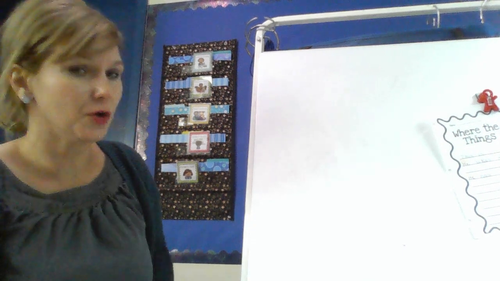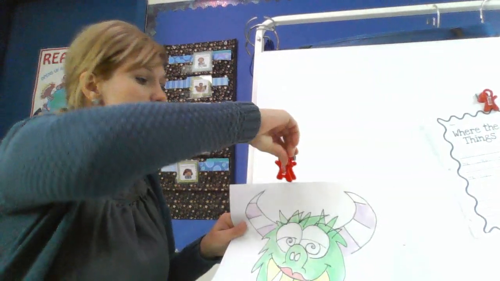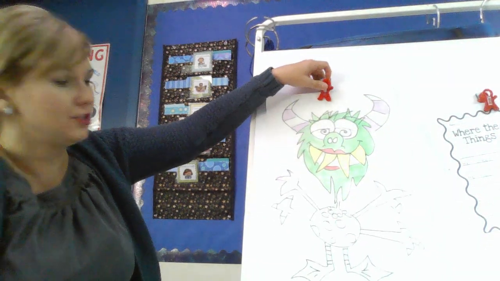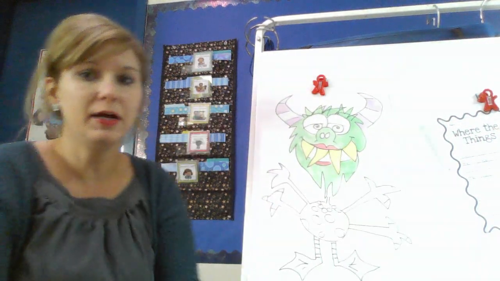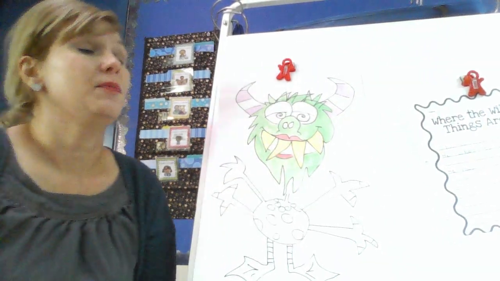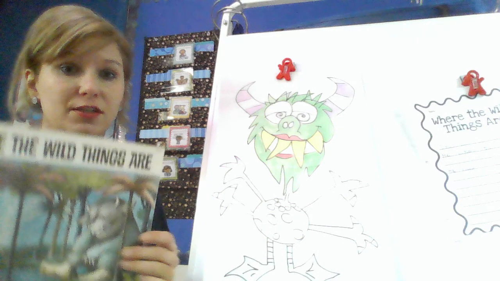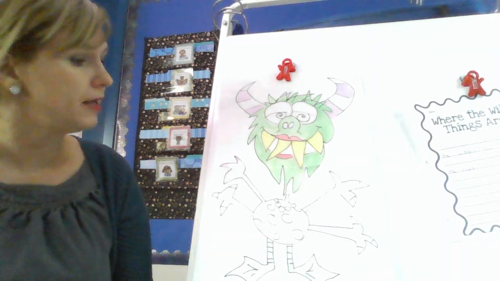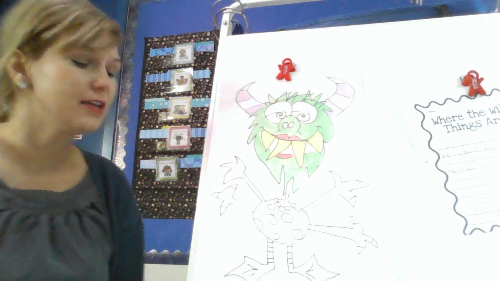I'm going to show you my wild thing. I drew this one last year, and I started to watercolor paint it, but I didn't quite finish. So here's Wilma. So when I drew Wilma, I remembered that the characters in Where the Wild Things Are, the wild things had body parts that resembled different types of animals.